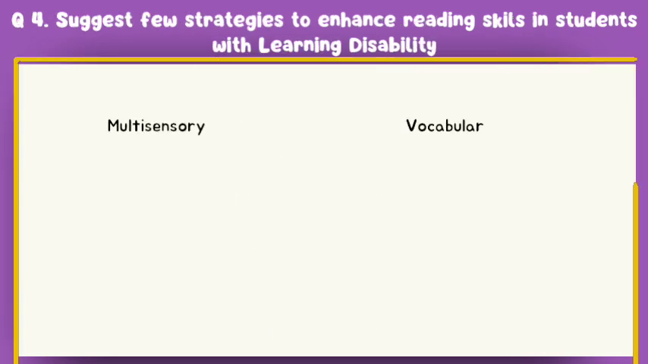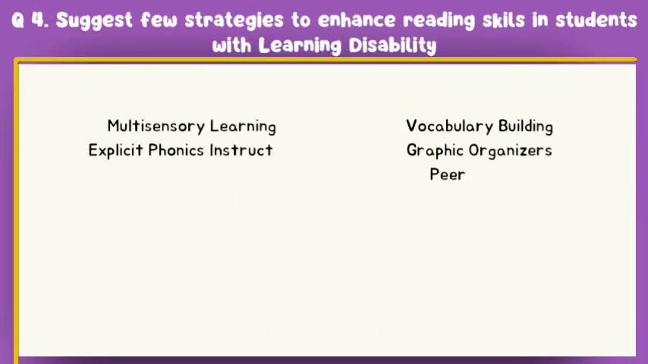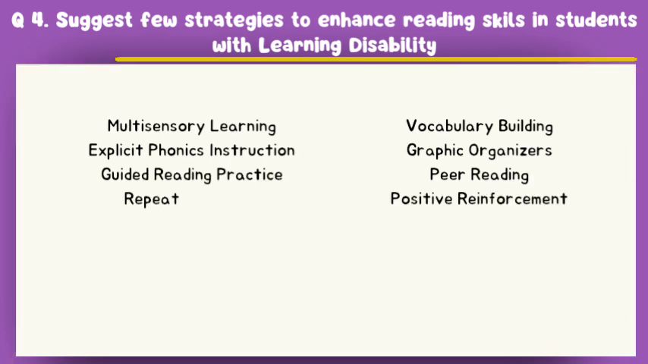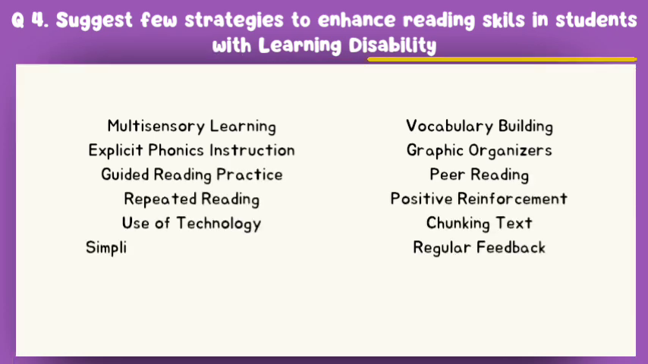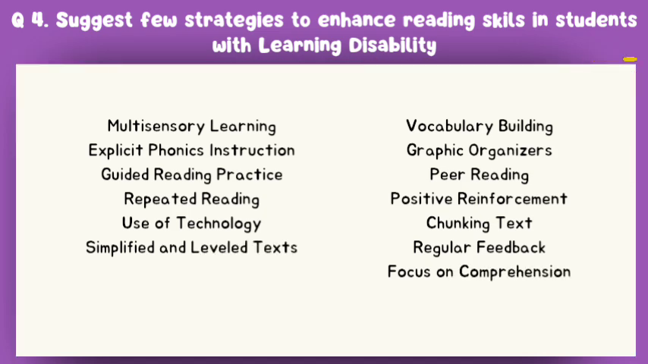Now let's see the next one. Suggest a few strategies to enhance reading skills in students with learning disability. That means the strategies to help to increase the skill of reading. The first is multisensory learning. That means using visual, auditory, or kinesthetic approaches to teach reading. For example, combining phonics with letter tracing or using songs to learn sounds. The next strategy is explicit phonics instruction. That means this focuses on teaching phonemic awareness and decoding skills systematically and step by step.